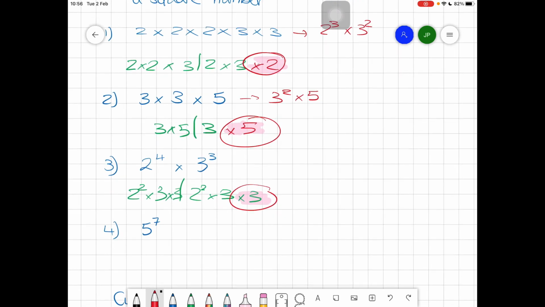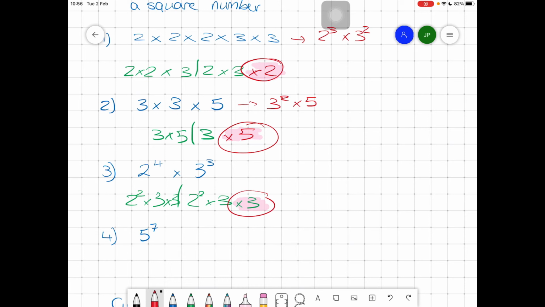The last sort of one you might get is, for example, 5 to the power of 7. Now, what we should hopefully be realising is we don't necessarily need to write all of these out to think about it. Because I need to split 5 to the power of 7 into 2 equal groups, I've just got the 5 to worry about.